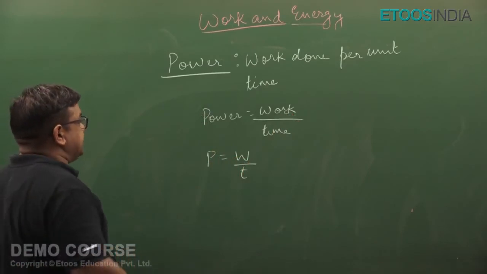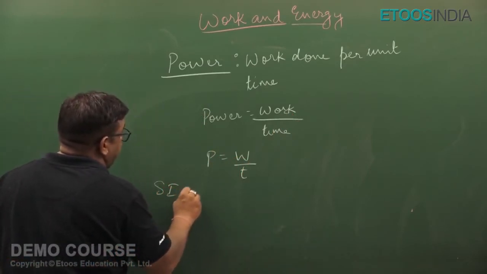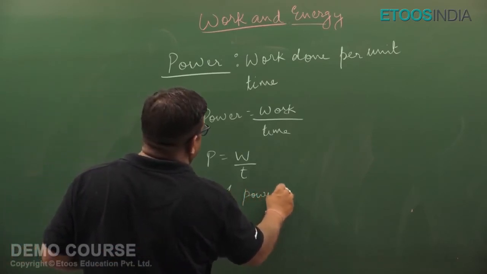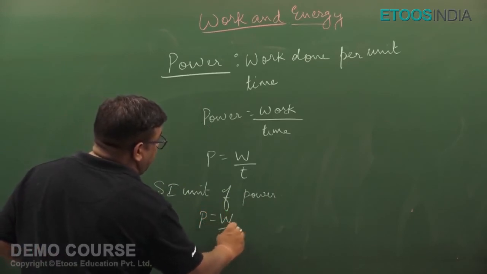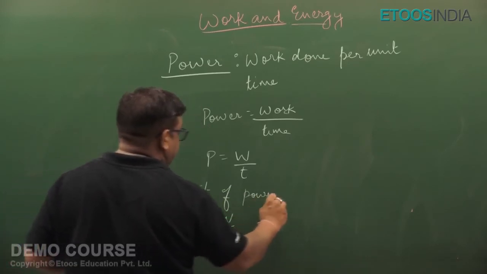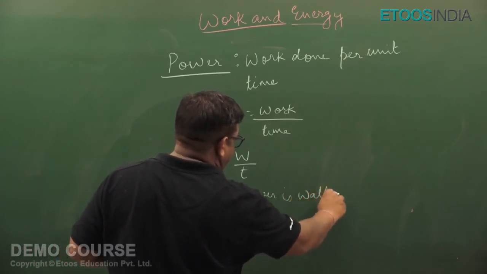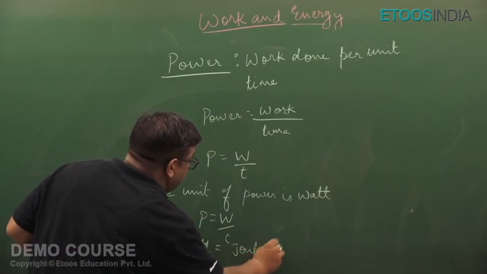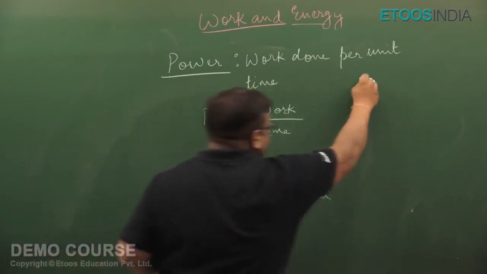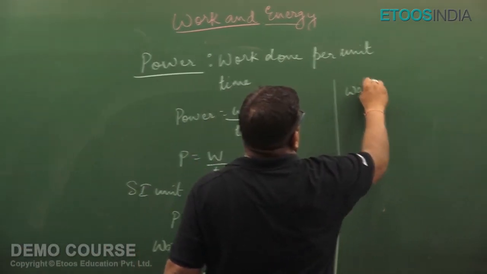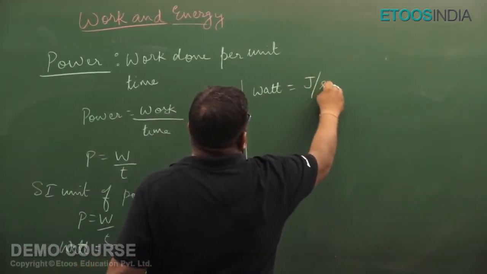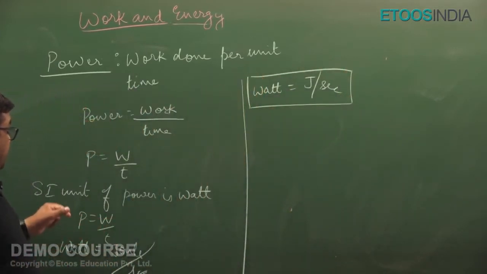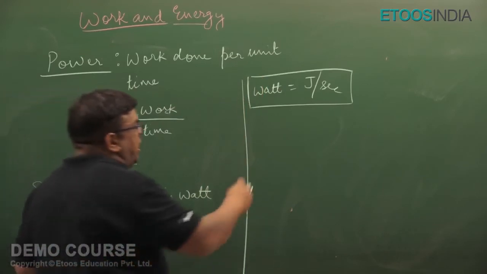Now, what is the SI unit of power? See, we can find it out. P is equal to W upon T for power. So watt is equal to joule per second. I'll write it here. It becomes watt is equal to joules per second. Got it? Now, it is the SI unit, and what are the higher units that we can use?